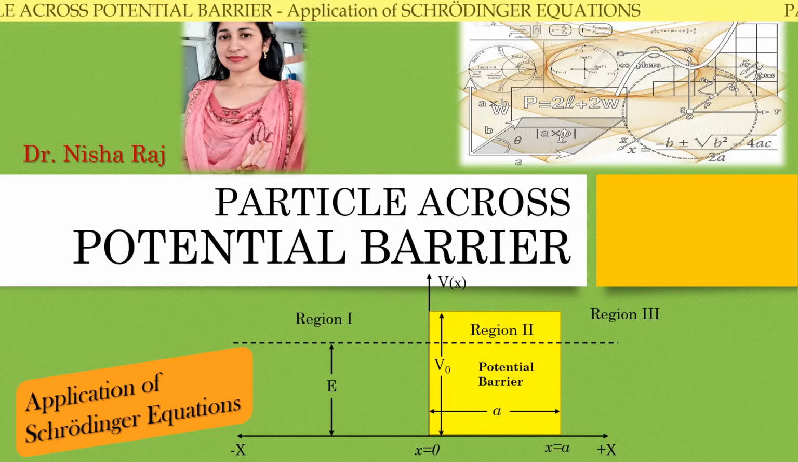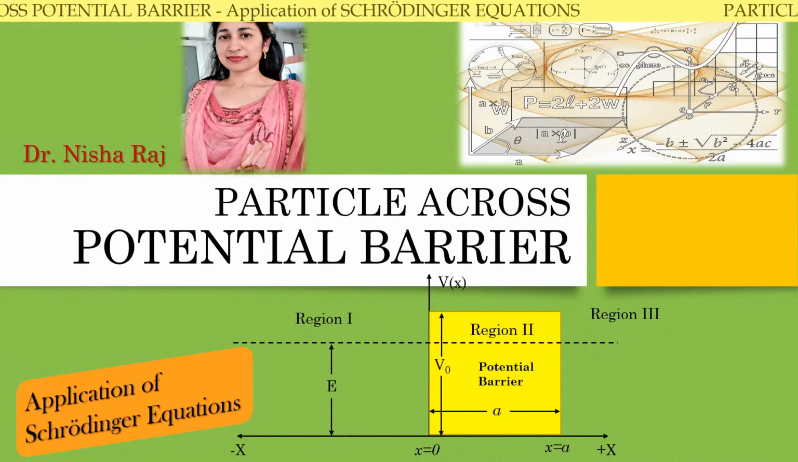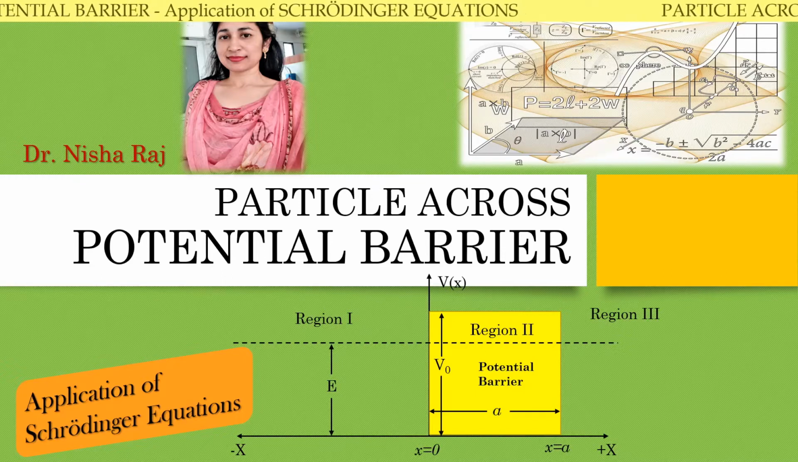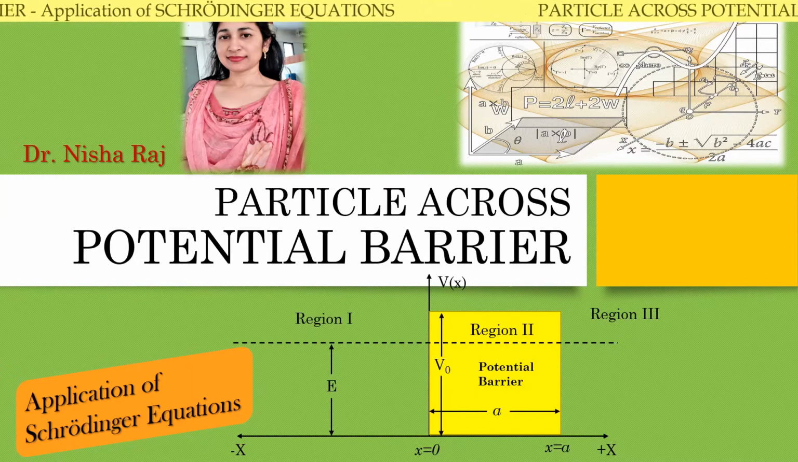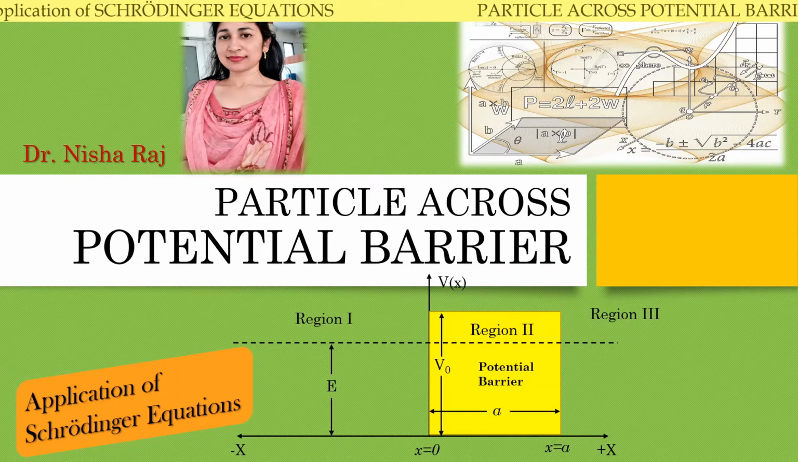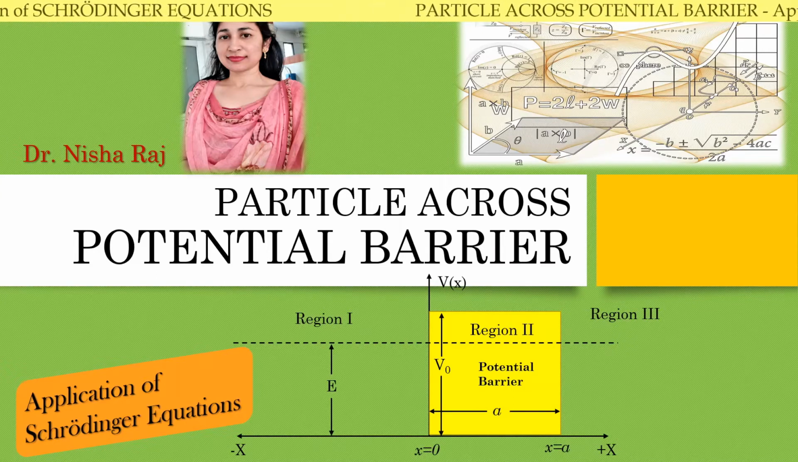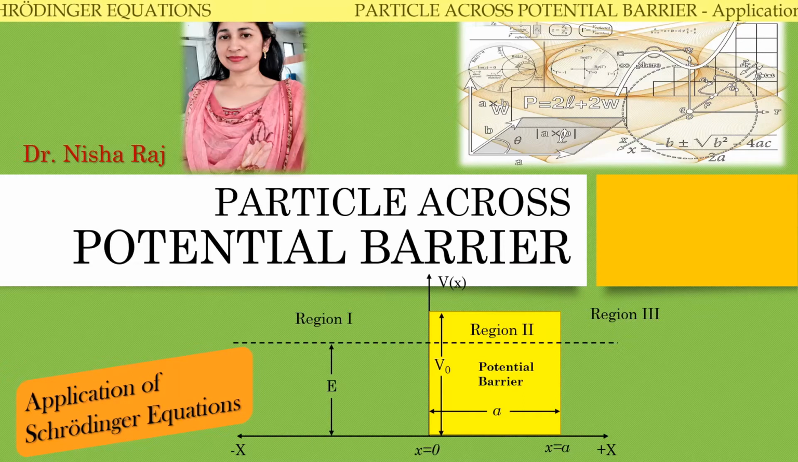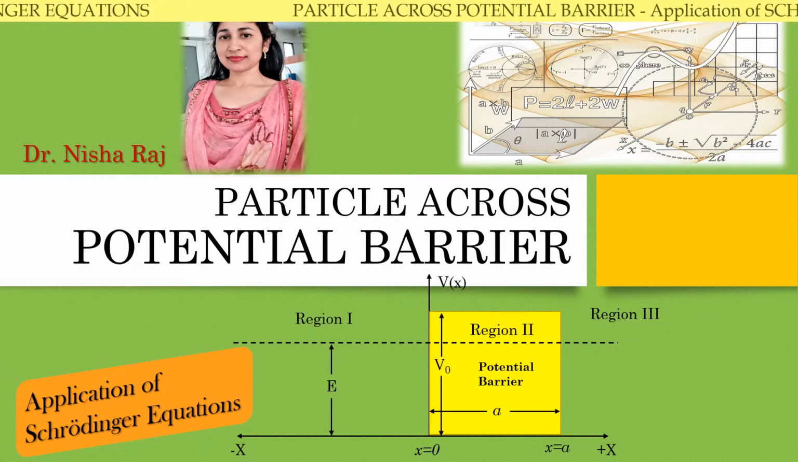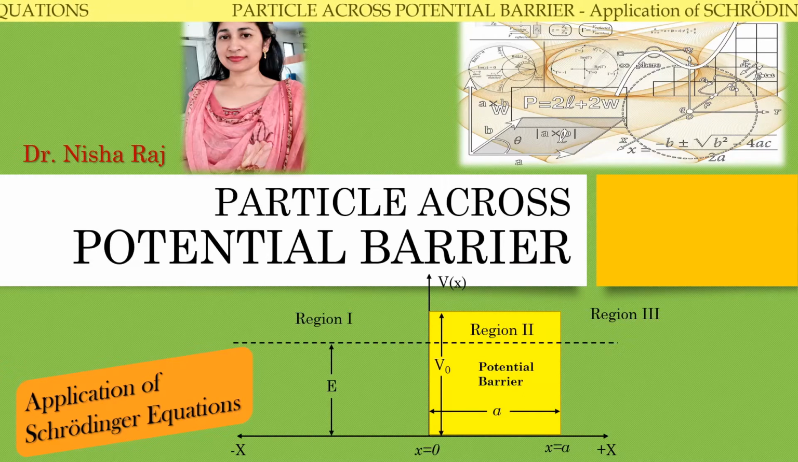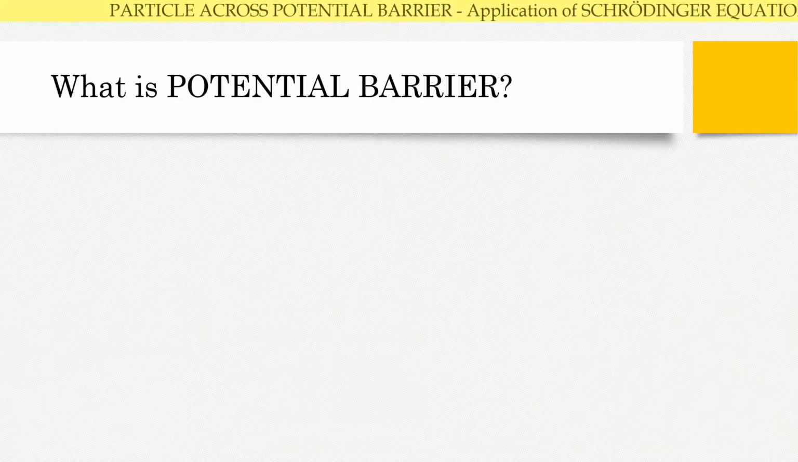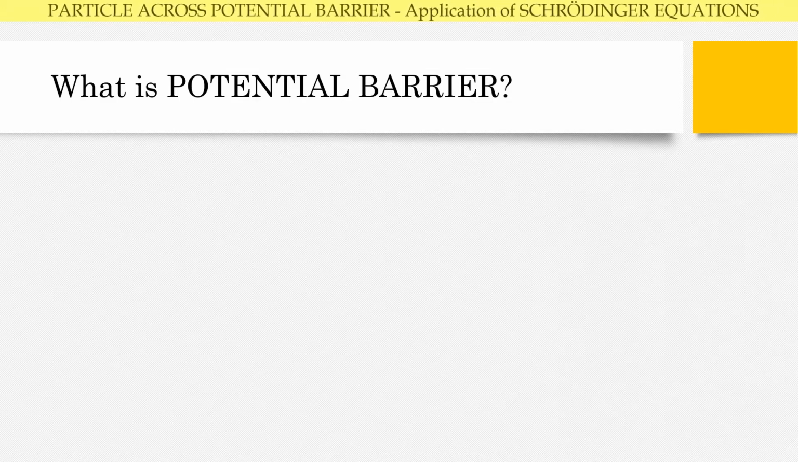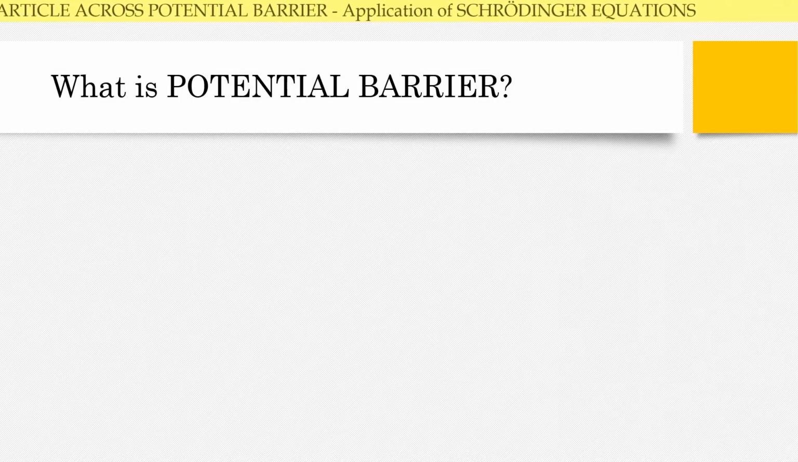Earlier in the previous video lectures we had covered the problem of one-dimensional potential box and the potential step. Today in this lecture we are going to discuss another application of Schrodinger equation, that is particle across potential barrier. So let us first begin with what actually is the potential barrier.